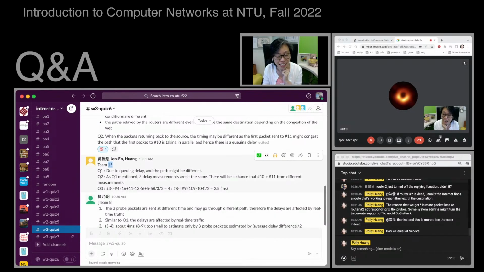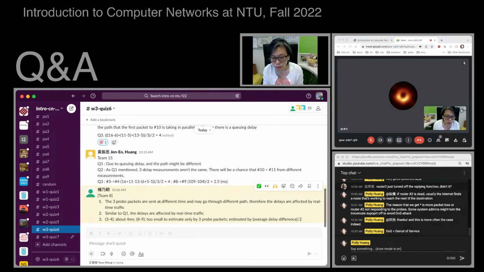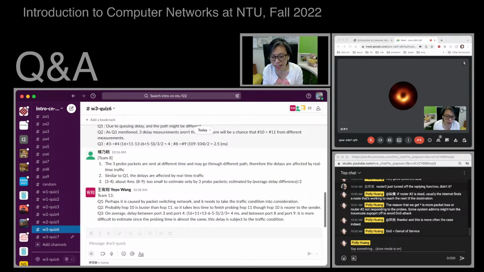Okay, guys, observe. I think that each of you has your own answer, and you discuss with your teammates, and you might discover, hey, that is a better way of thinking that's a little bit more thoughtful than yours. And let's now see other teams' solutions to estimate the delay between hop 3 and hop 4. So let's see, Team 15. The delay between hop 3 and hop 4.